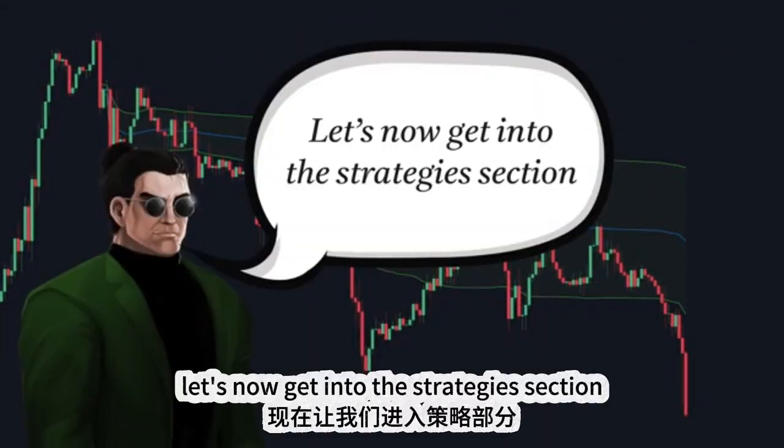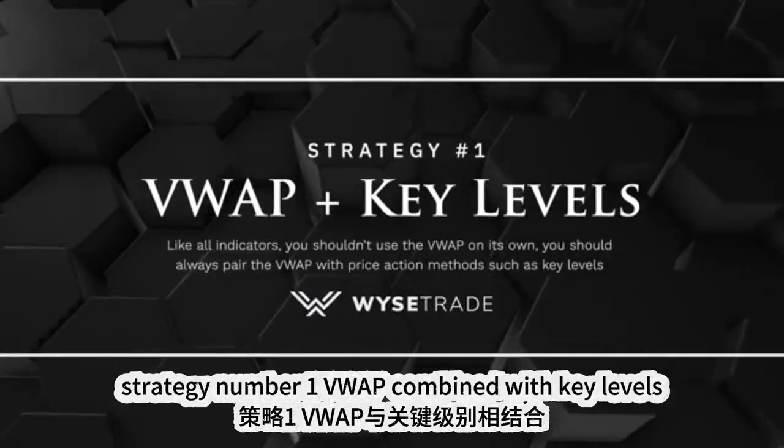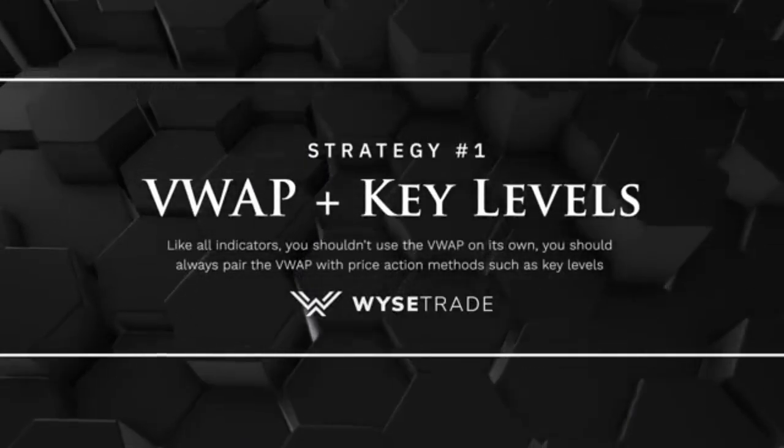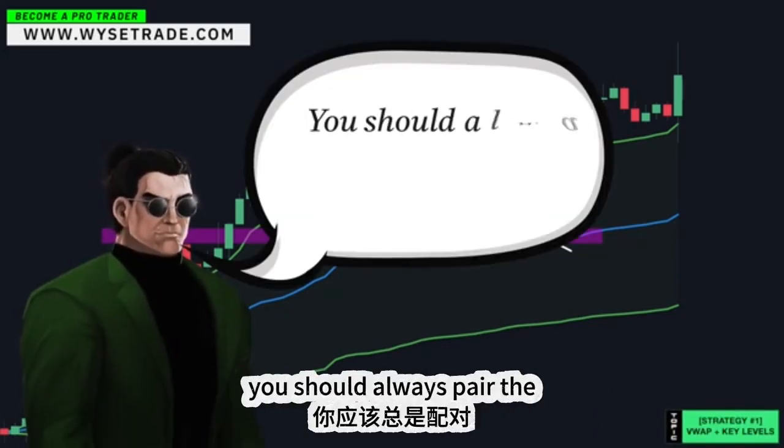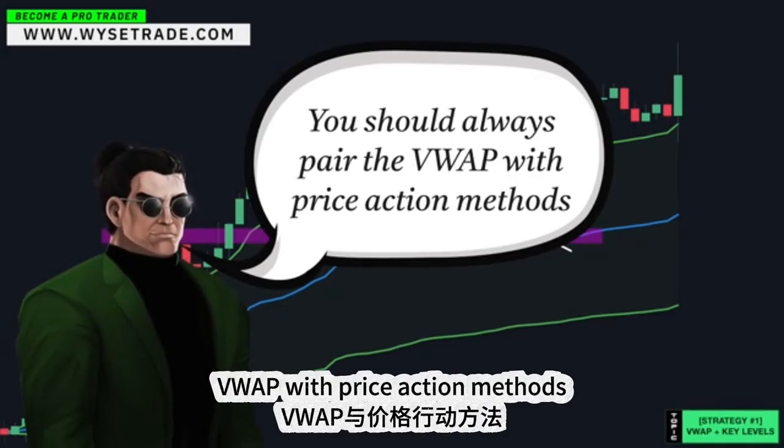Let's now get into the strategies section. Strategy number 1, Vwap combined with key levels. Like all indicators, you shouldn't use the Vwap on its own. You should always pair the Vwap with price action methods.